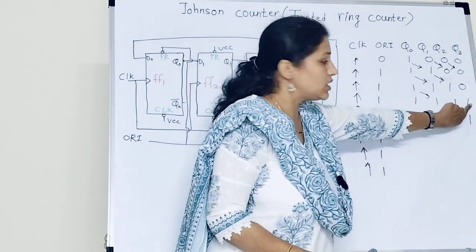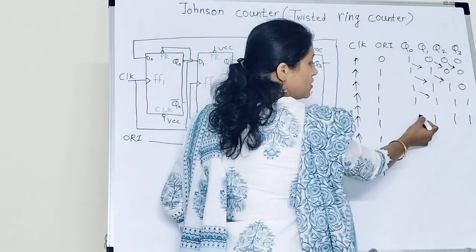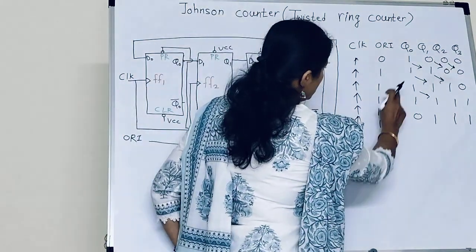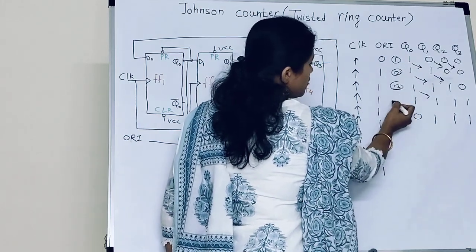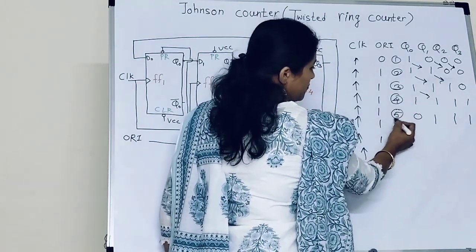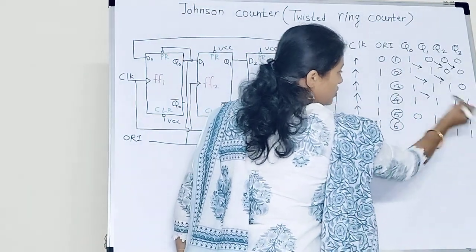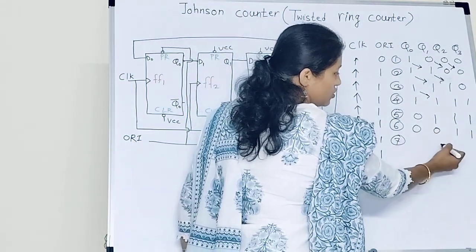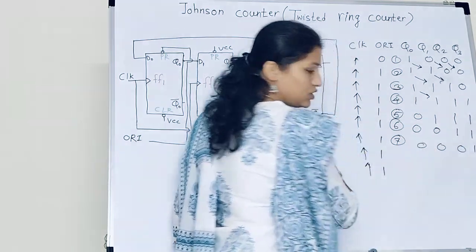Now you see, Q3 is 1, so Q3 bar must be 0. So here what will come? 0. Then this 0 will come here. Let me check. This is first, second, third, fourth, fifth, and for this sixth I am writing now. Okay. So this 0 will come here, 1 will come here, this 1 will come here, and because of this 1, 0 will come here. For the 7th clock pulse, this 0 will come here. So 0, 0, 1, and because of this 1, 0 will come here.